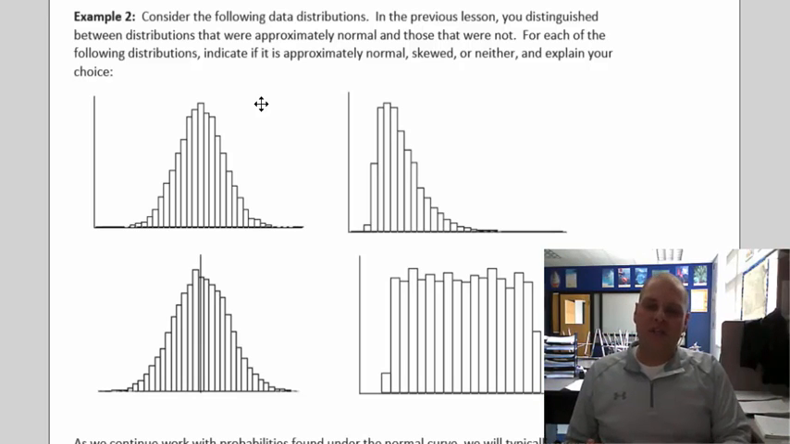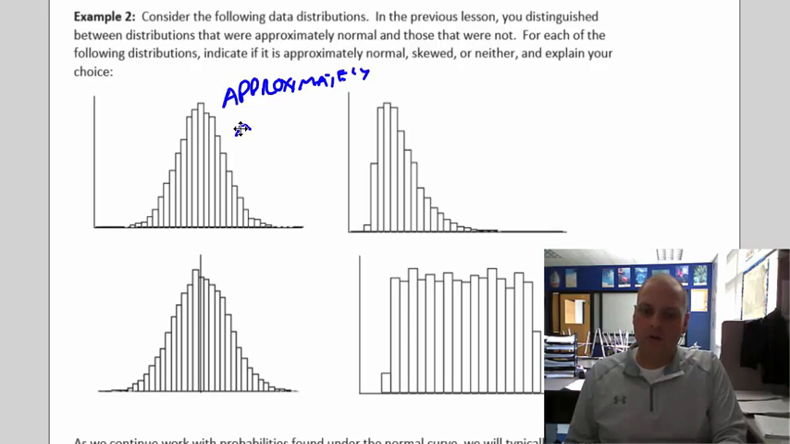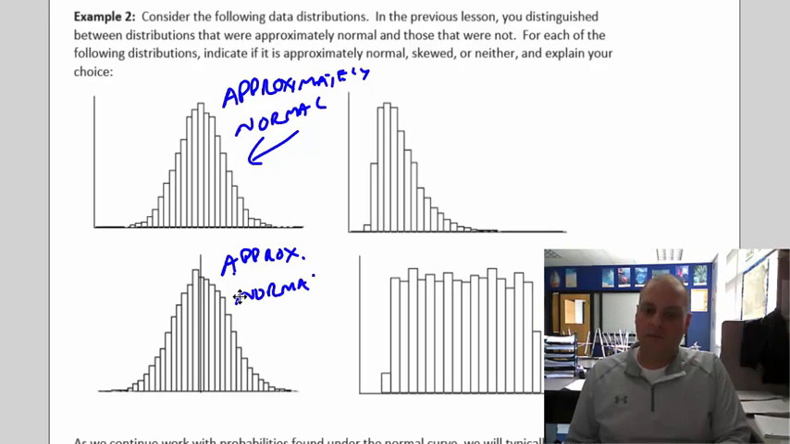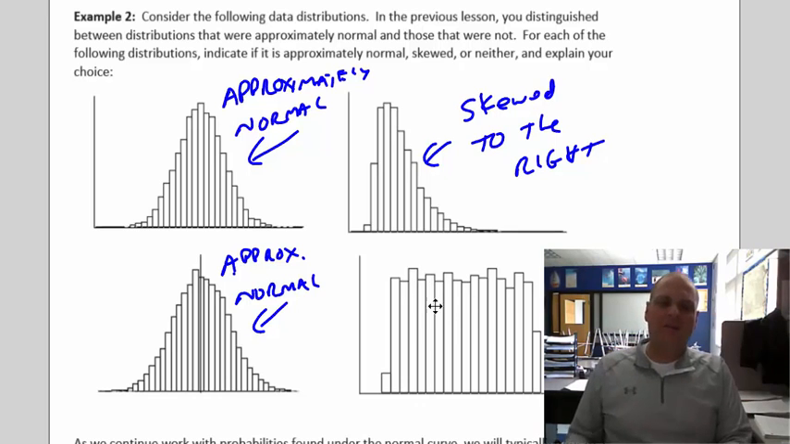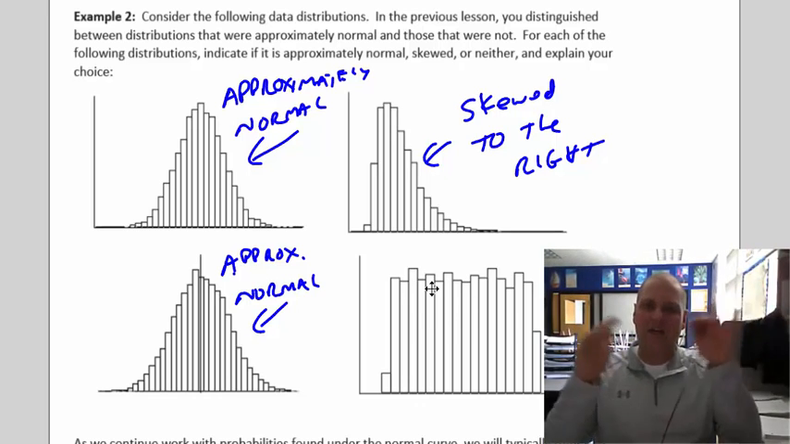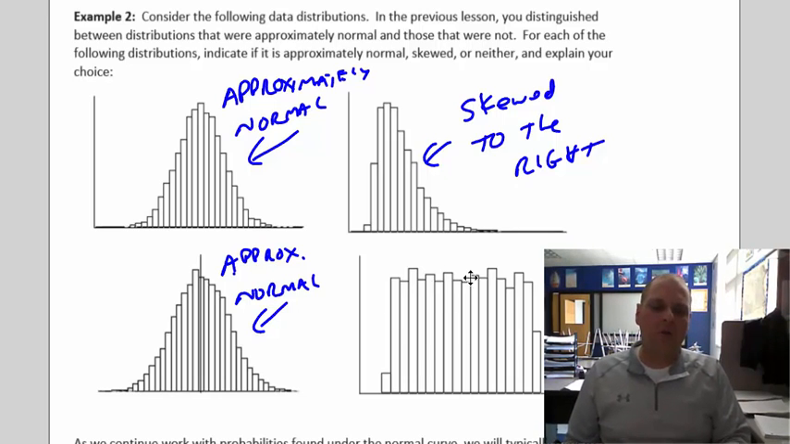All right, so which of these are mound shaped? Well, this one here. We'd say this one is approximately normal. Talking about this one here, we'd say this one here is approximately normal. This one here is not. This is skewed. This is skewed to the right. And this is neither. It's not mound-shaped bell. It's kind of flat, actually. They call it a flat pattern, but we're not even going to really be studying these, but this is neither, because it just says to classify it as approximately normal, skewed, or neither.